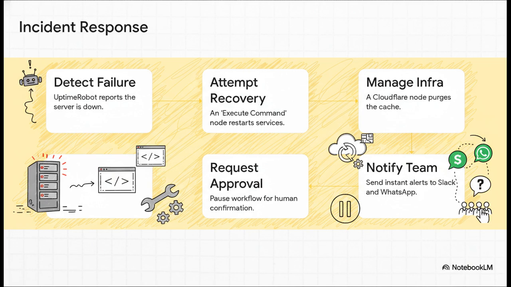Step 1. Uptime Robot detects the failure and hits a webhook. 2. An execute command node runs a shell script on your server to try and restart nginx. 3. A Cloudflare node purges the cache. 4, and this happens at the same time, it sends alerts to both Slack and WhatsApp. And 5, get this, it can even pause the whole thing and send a message to Discord, waiting for a human to approve the next step.